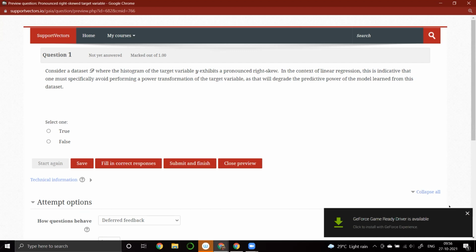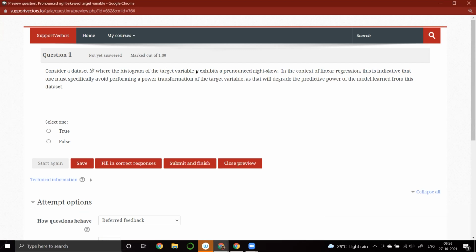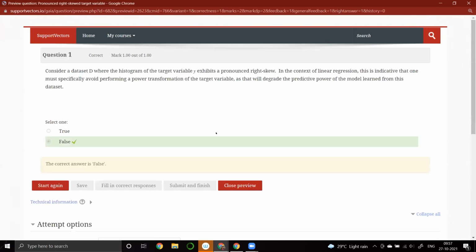The next question. Consider data set D where the histogram of the target variable Y exhibits a pronounced right skew. In the context of linear regression, that is indicative that one must specifically avoid performing a power transformation of the target variable, as that will degrade the predictive power of the model learned from this data set. If you remember the diamond data set, the target variable price was right skewed. To correct this, we use power transforms, and it's an inbuilt log transform. So under the hood, it is a log transformation. So this helps in handling this right skew data. So the answer is false.